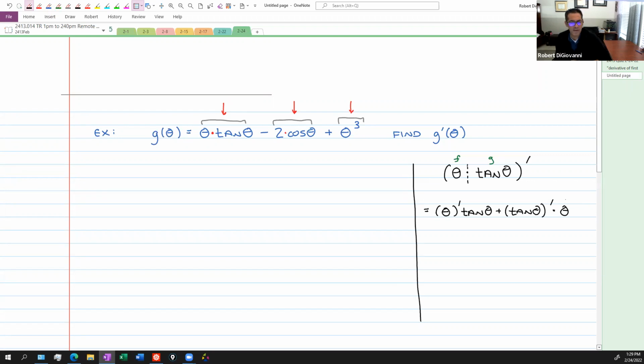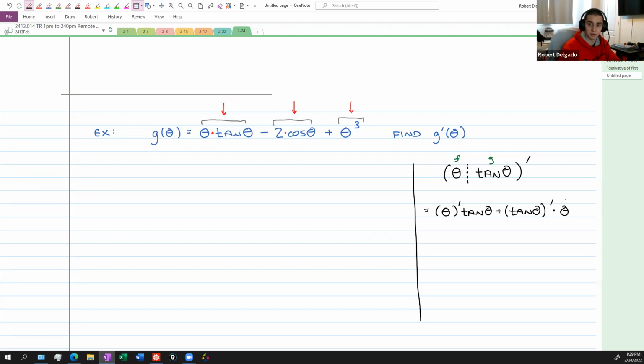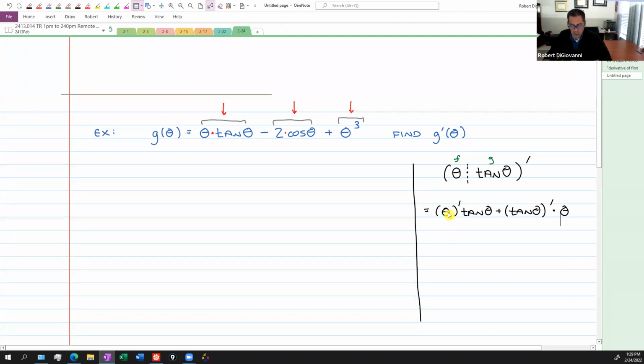What is the derivative of theta? Secant squared. Theta, not tangent theta. Oh, tangent. One. Secant square. No, it's one. The derivative of theta is just one. That's like me saying, what's the derivative of x? We learned last class the derivative of x would just be one. So this is just going to be 1 times tangent theta. I'm not touching that tangent. Plus now the derivative of tangent theta from last class is secant squared theta.